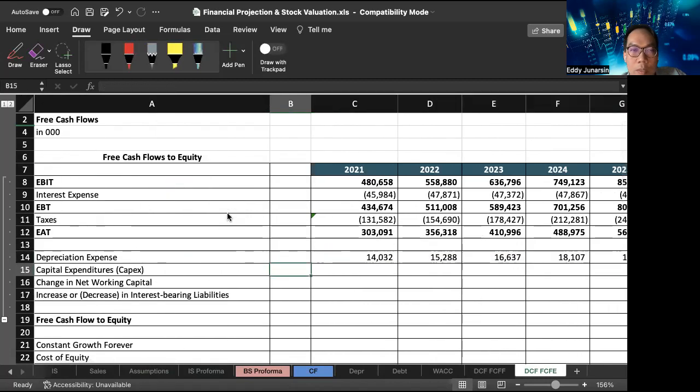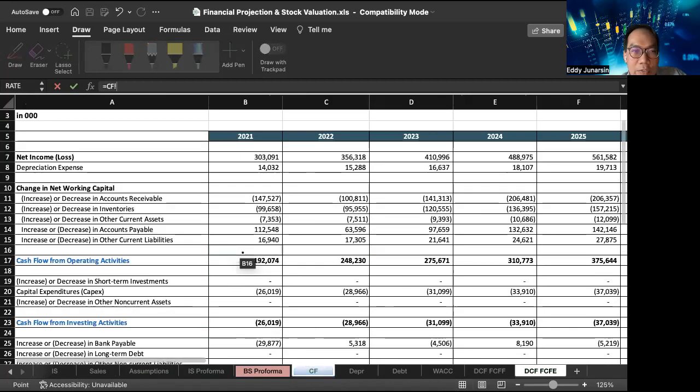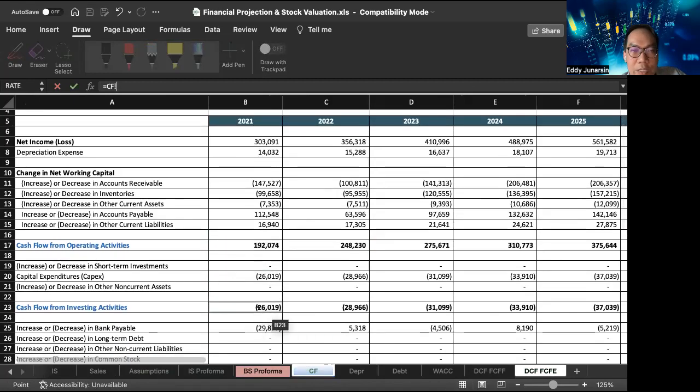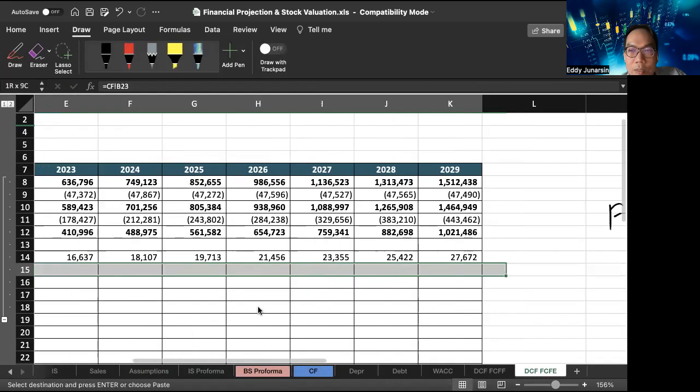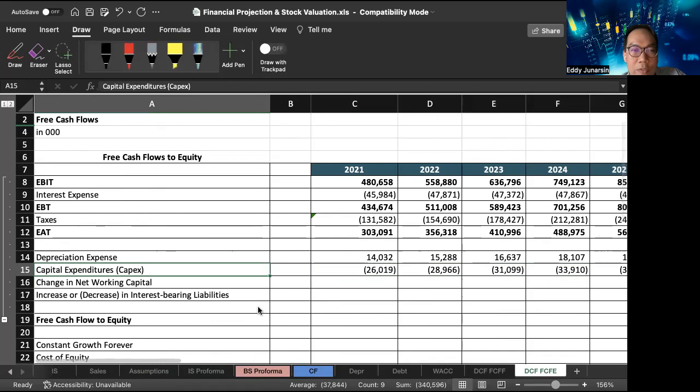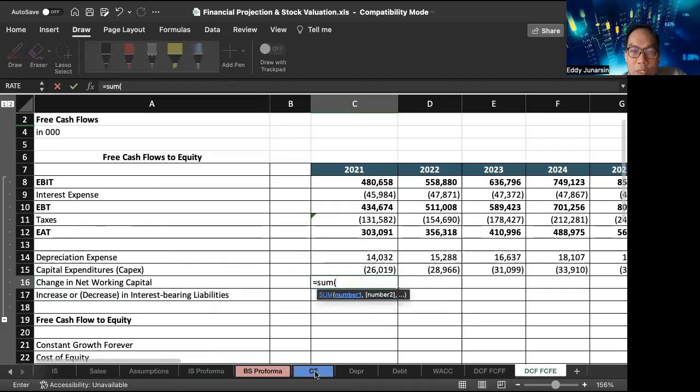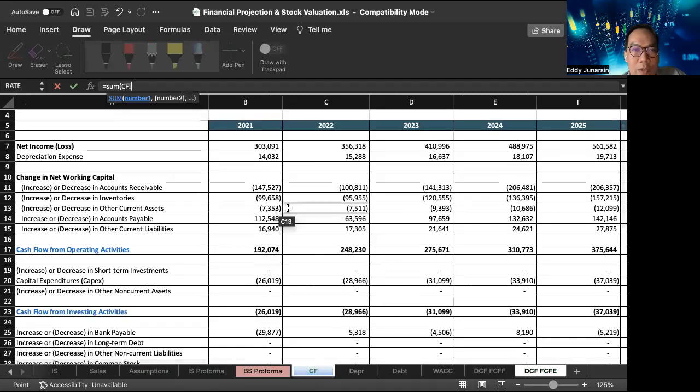Okay, and then we deduct capex. And the best way to find capex is the cash flow statement. It's cash flow from investing activities. Change in net working capital, the same thing here. The best way is to find it on the pro forma cash flow statement, the sum of all of this. The change in net working capital, so those changes.